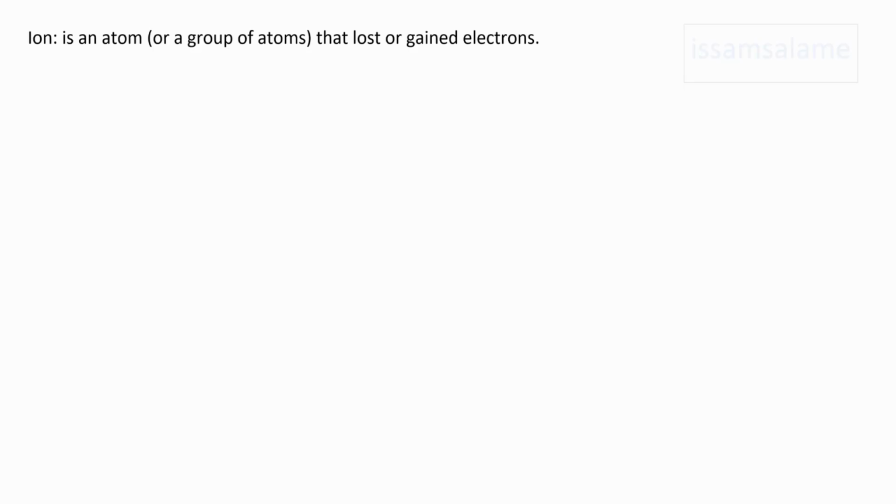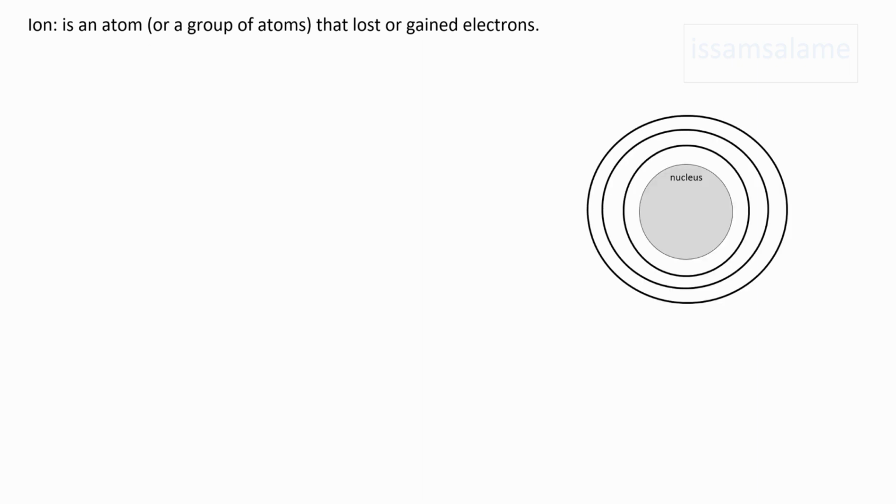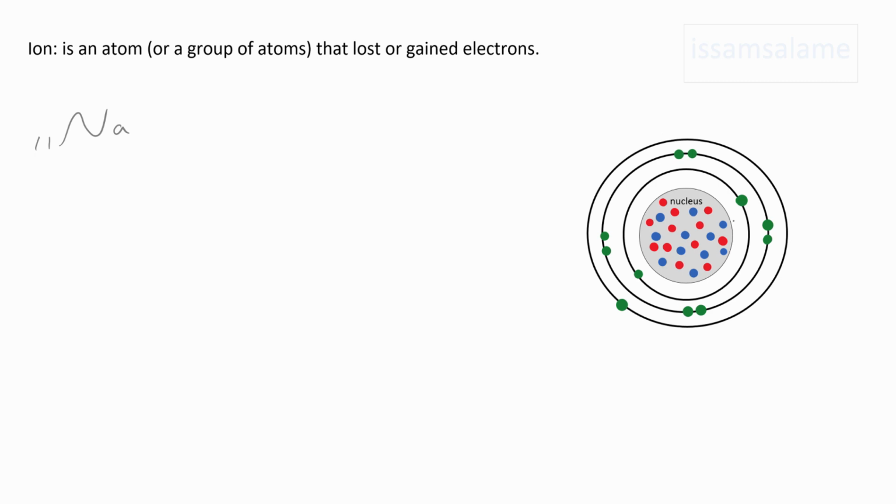An ion is an atom or a group of atoms that lost or gained electrons. Since our lesson is about simple ions, we're going to talk about atoms when they gain or lose electrons. Let's start with a sodium atom with atomic number 11. Since it has atomic number 11, it has 11 protons and 11 electrons.